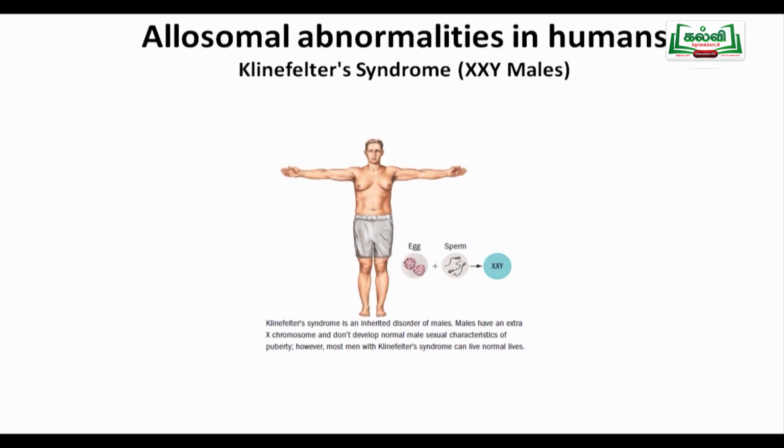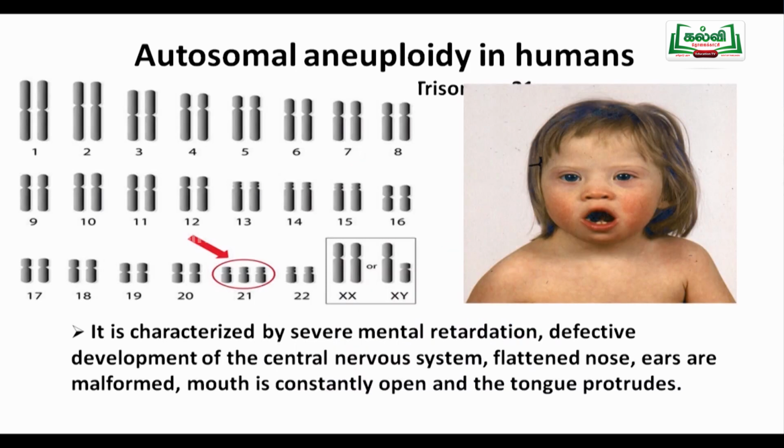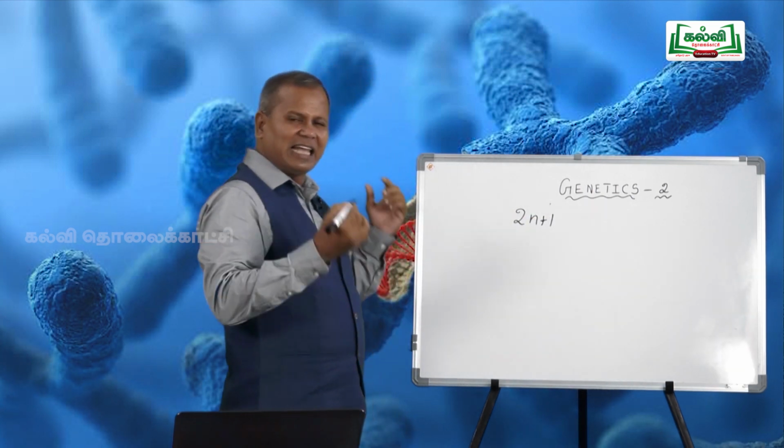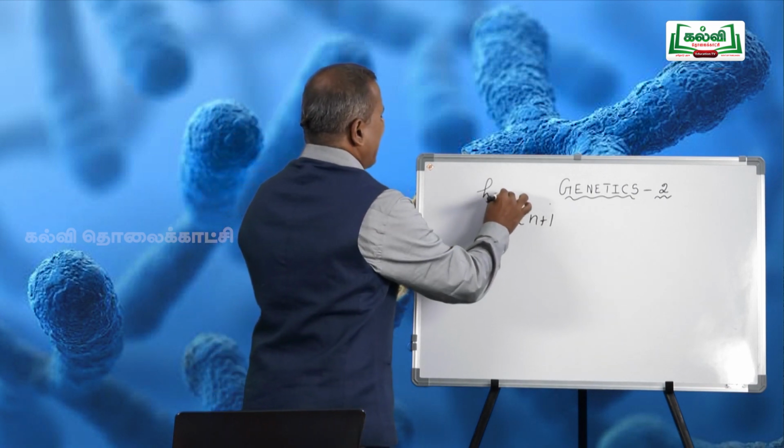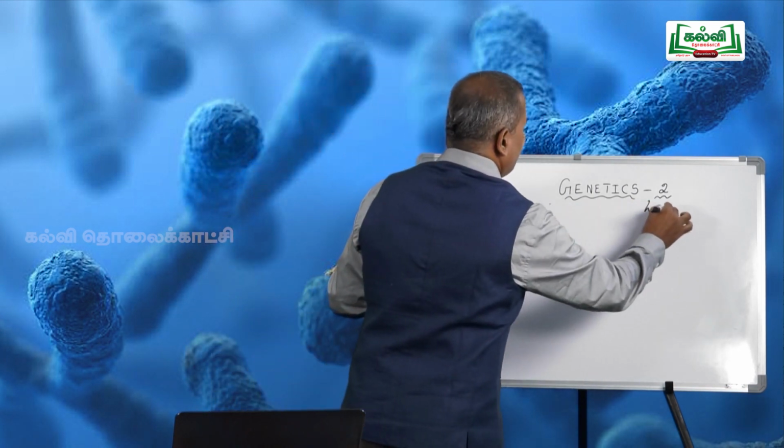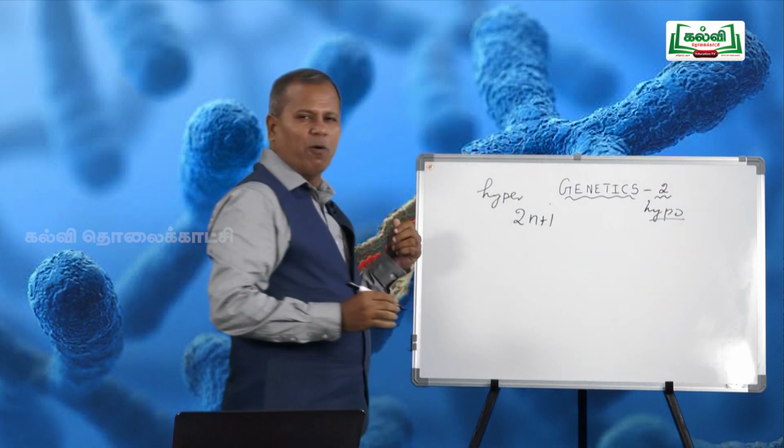Like that aneuploidy. Autosomal aneuploidy as well as sex chromosomal abnormality causes syndromes in human. What is aneuploidy? Variation that involves chromosomal number within a set is said to be aneuploidy. This aneuploidy is of two types, namely one is hyperploidy, another is hypoploidy. Hyper means increase, hypo means decrease.